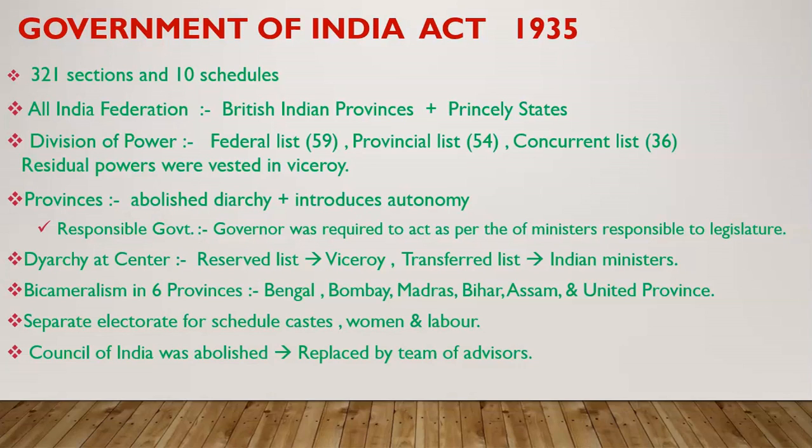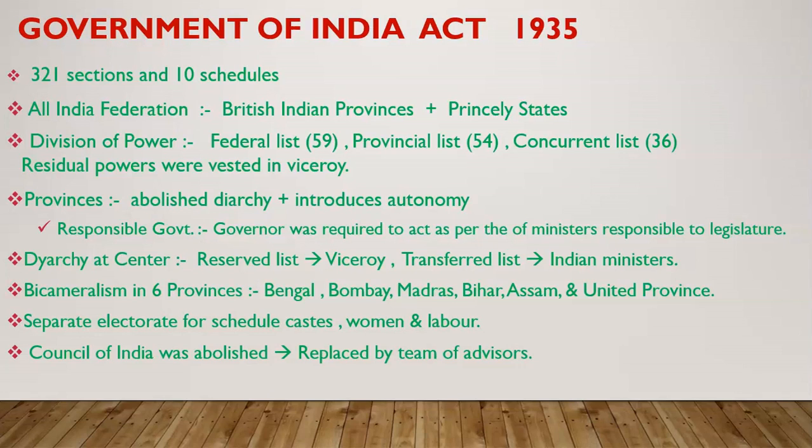Now friends, bicameralism started in 6 provinces. Now what is the meaning of bicameralism? It means two houses of the legislative council. So in the Act of 1919, bicameralism started at the central level, means the Central Legislative Council now had two houses, lower house and upper house. The similar practice was adopted for provinces also by the Act of 1935.